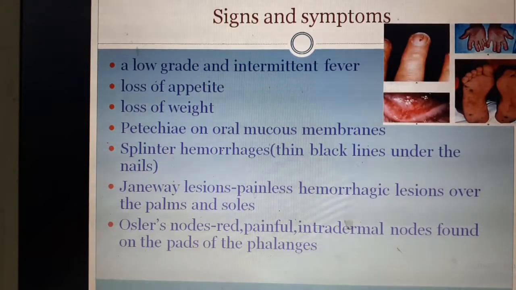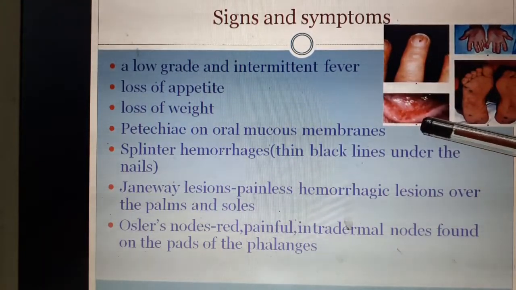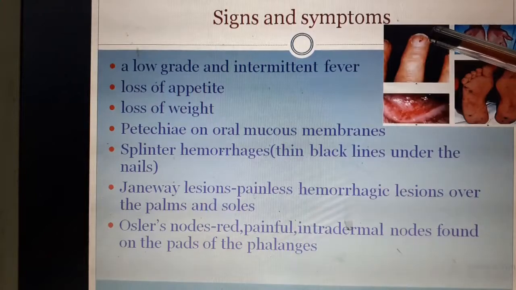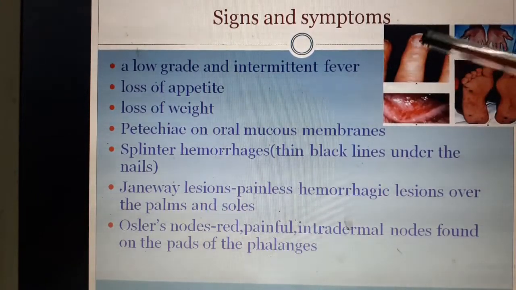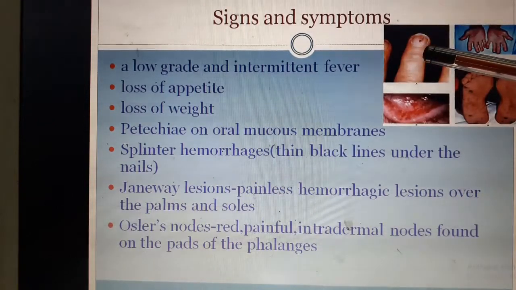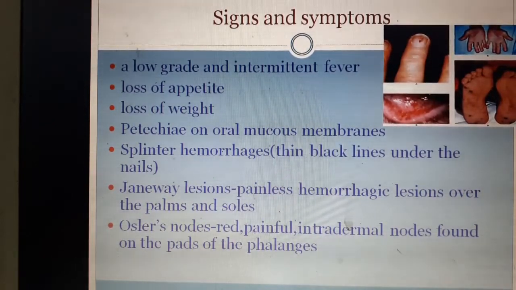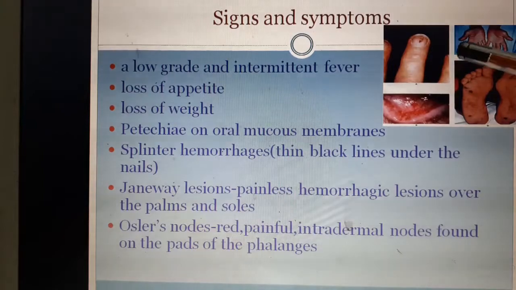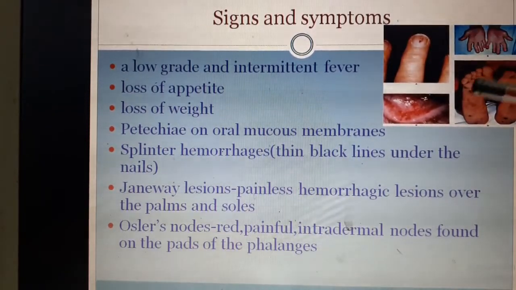Petechiae on the oral mucous membrane, as you can see here. They can have splinter hemorrhages, the thin black lines that you can see under the nails. Janeway lesions are these: you find painless hemorrhagic lesions over the palms and soles. As if somebody has beaten them, you will find the hands being red in color.